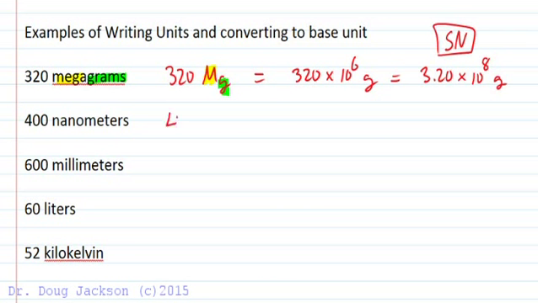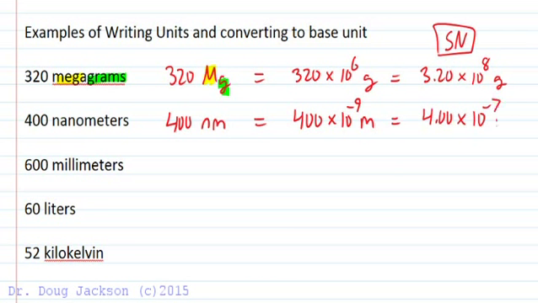So 400 nanometers. Lowercase n for the prefix, m for the unit. What does nano mean? It means 10 to the minus 9. 400 times 10 to the minus 9 meters. In scientific notation, we move to the left, so we add 2 to get 10 to the minus 7.